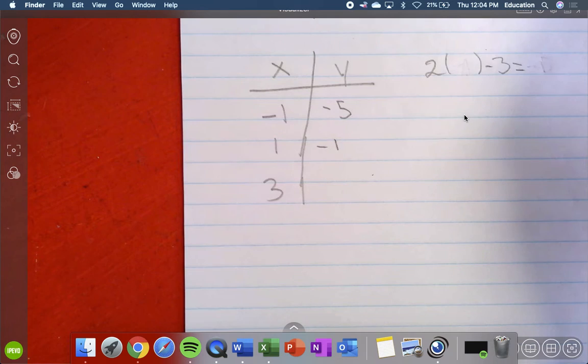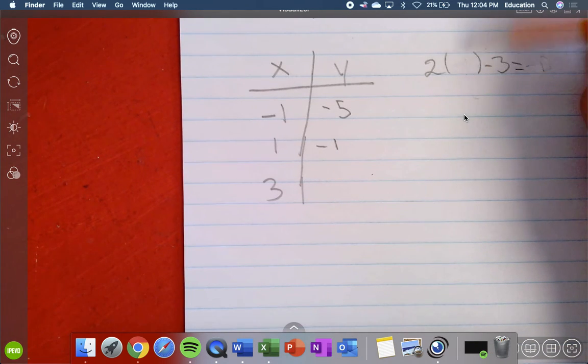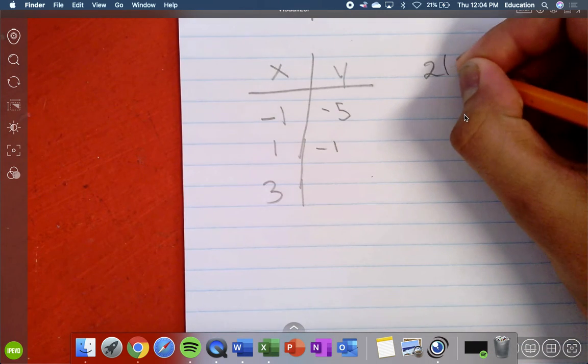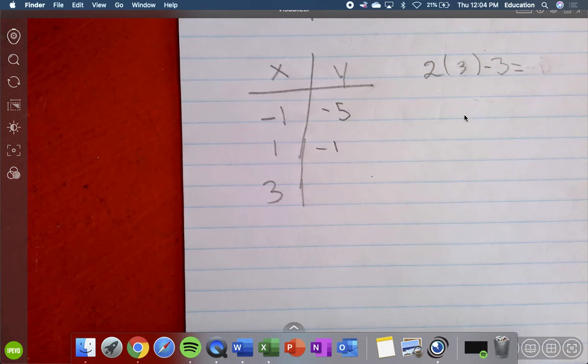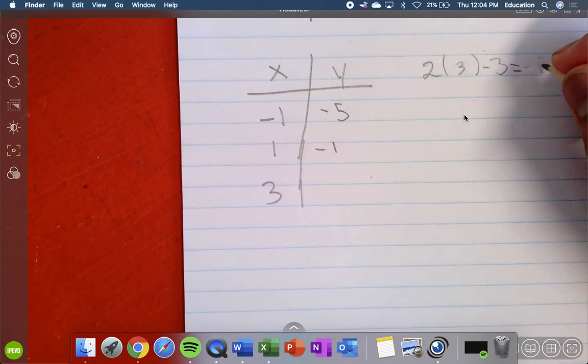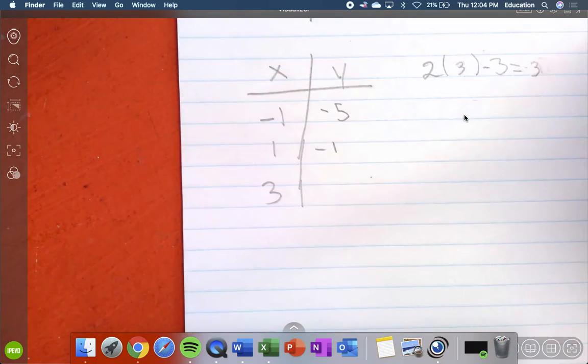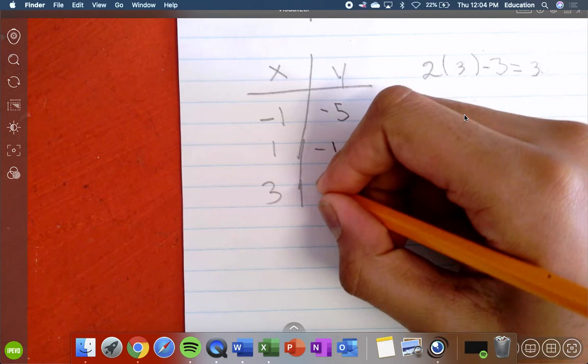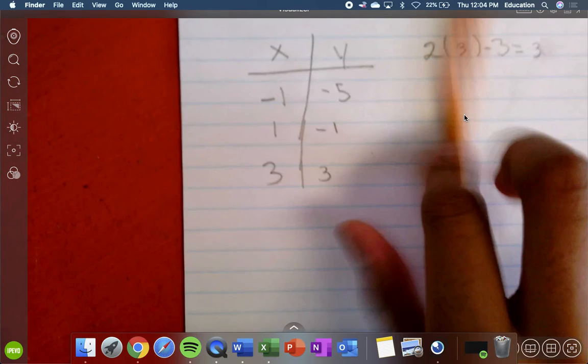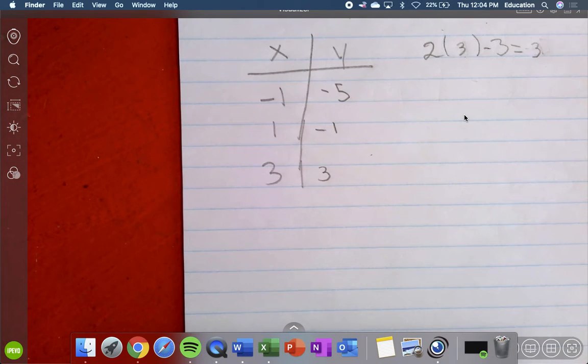You're subbing in the 3, right? Yeah. You're subbing in the 3, not the -1. Okay, so Jaden put in the 3. So 2 times 3 is 6. Minus 3 is 3. So here, 3, and then your y is 3.